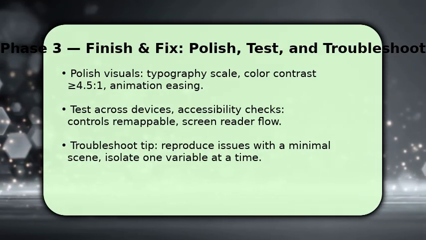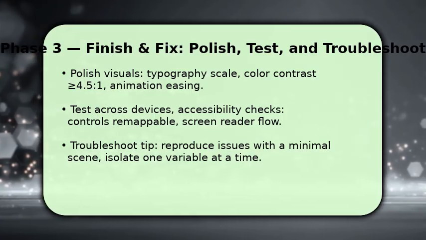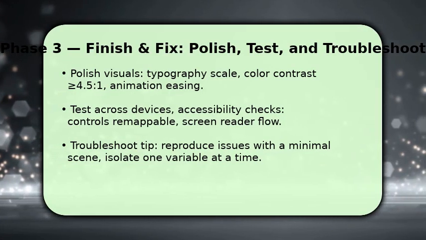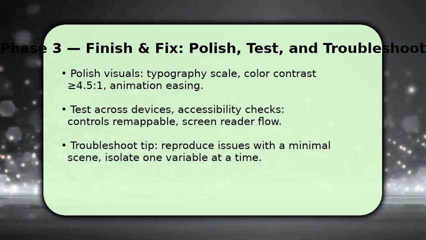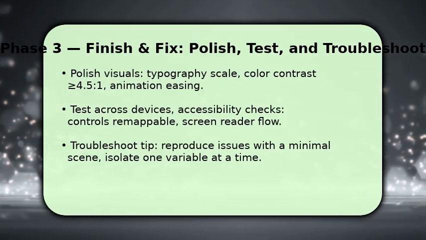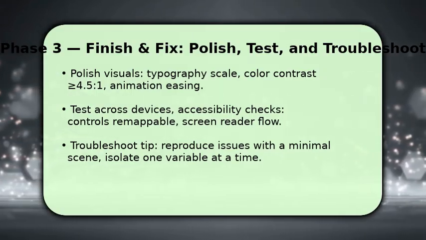Once done, run playtests to capture friction and adjust. If things break, reproduce the bug in a minimal scene and change one variable at a time to isolate cause. That single troubleshooting approach saves days of guessing and fixes the core problem.